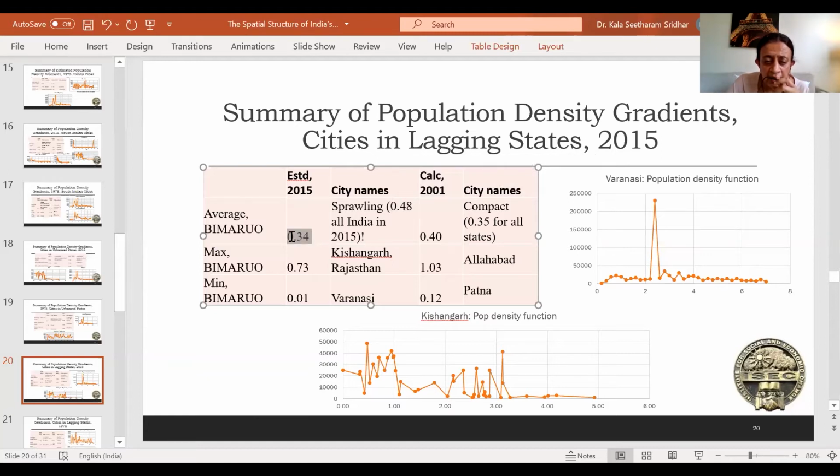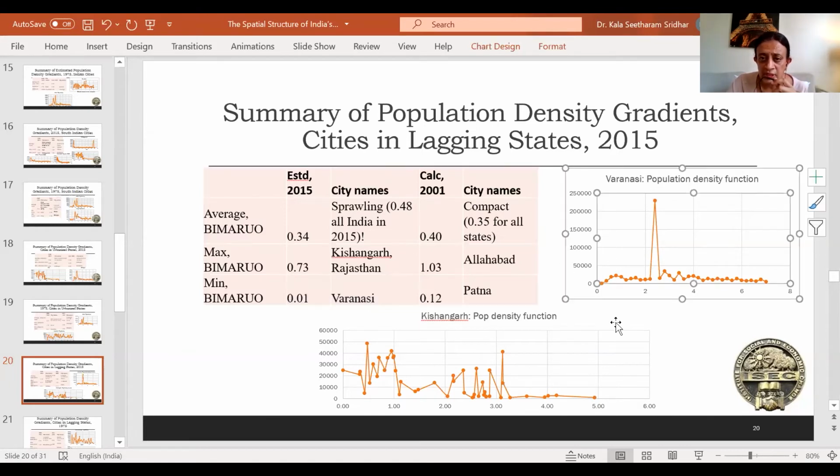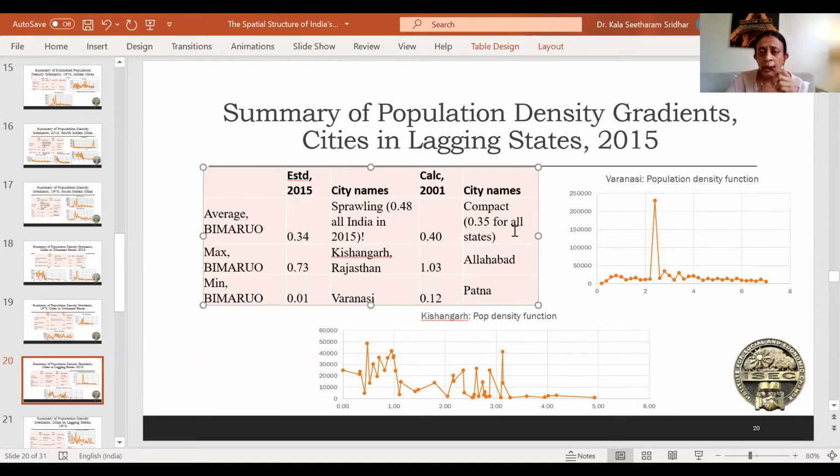And this is the average value of the estimated density gradient. What we find here again is that the Prime Minister's electoral constituency, Varanasi, continues to be the most suburbanized. The calculated value is well possibly compatible with this, because this is for 2001 and this is for 2015. So it's possible that from 0.40 to 0.48, this may have become compact, but we don't know that for sure, right? Because we are not able to estimate these density gradients for 2001.